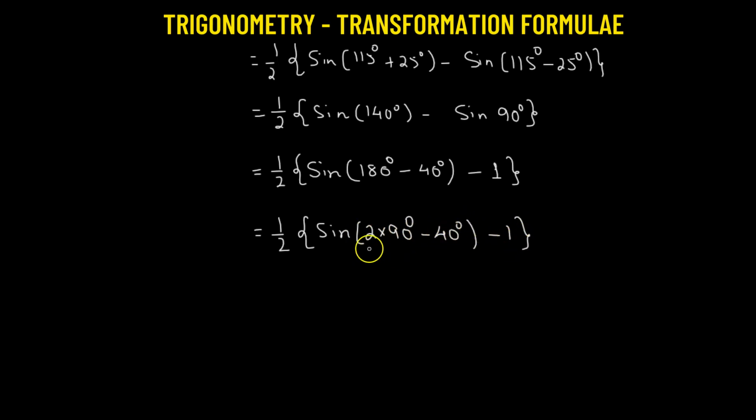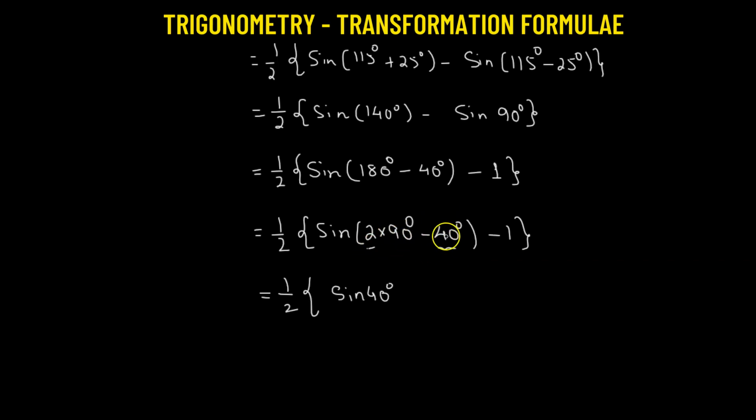Now, we know that what we have here is an even multiple of 90 degrees. Whenever we have an even multiple of 90 degrees, our sine function is going to remain as the sine function. But the new angle is now going to be 40 degrees. Right? And what's the sign of this new sine 40 degrees? Well, that depends on which quadrant we lie in. Since we have 2 times 90 degrees, that means we are in the second quadrant.